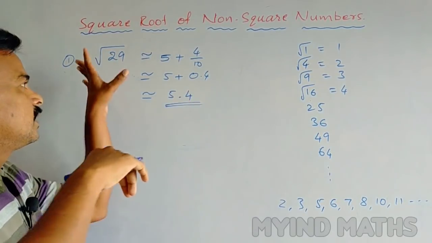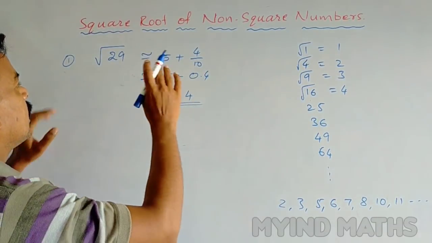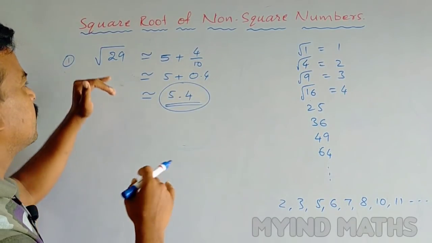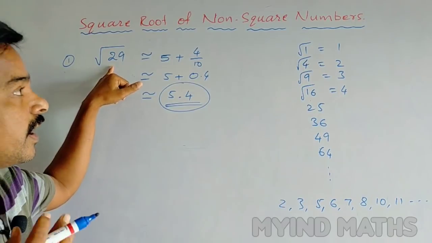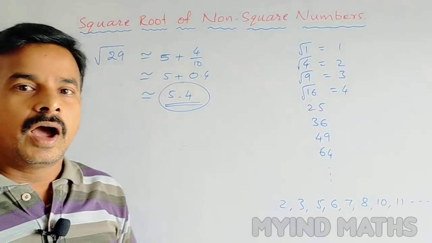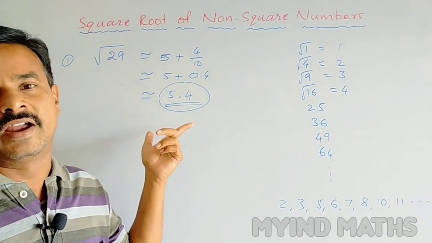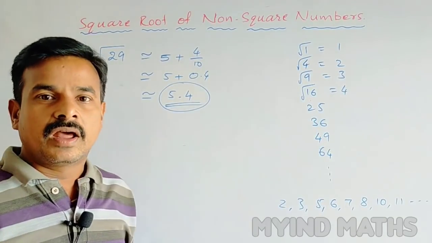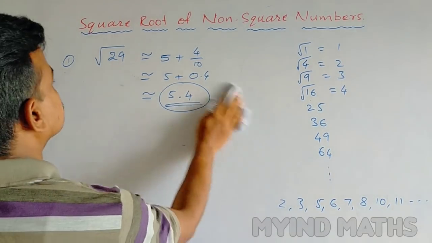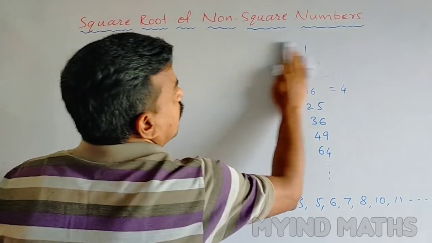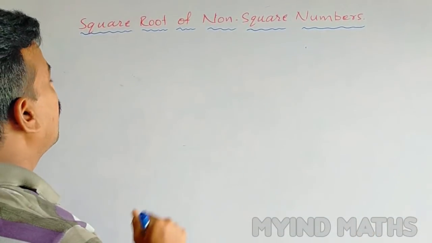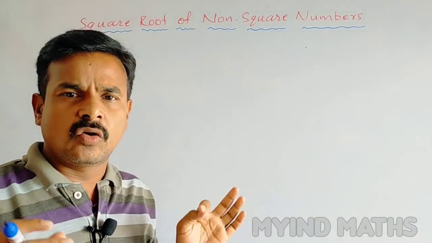This is the answer. After practicing some problems, we can write this step directly. That means we can find the square root of non-square numbers in one step or one line. Now I can explain how we can find it like this. Here you take any non-square number.